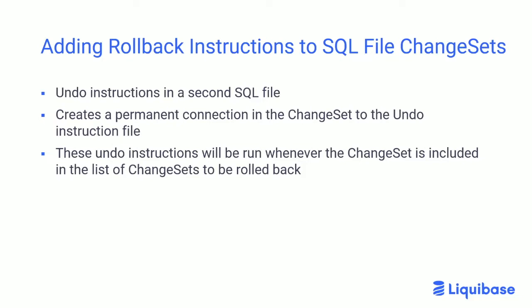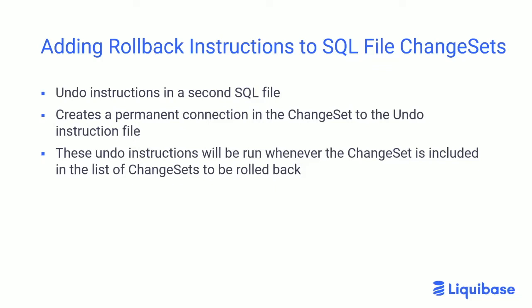When you create your SQL file change set, as we saw in another video, there's a space where you can add undo instructions or rollback instructions for that change set. What that means is that you're going to specify the undo instructions for the change in a second SQL file. Just like the change itself, this is simply native SQL for whatever database engine you're working with, Postgres, SQL Server, Oracle, whatever you're using. And the same applies to the undo instructions. They're just native SQL that undoes what you're doing.